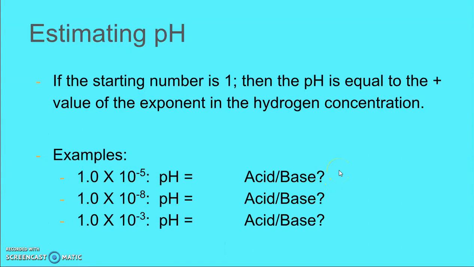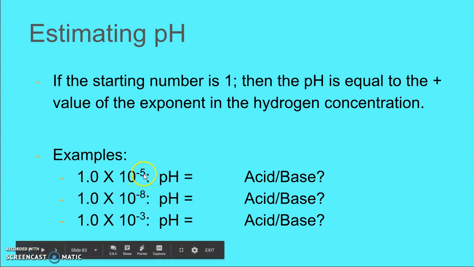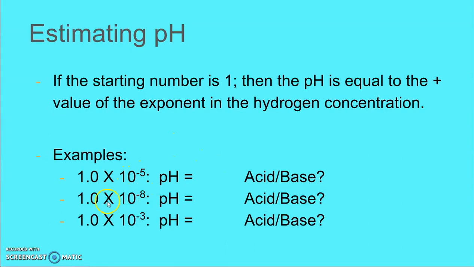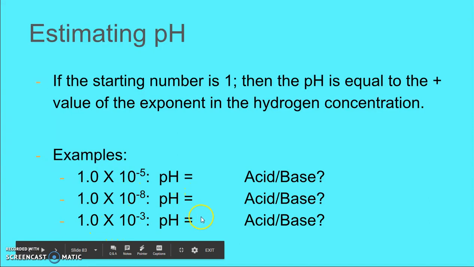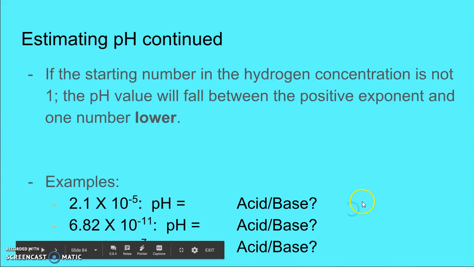Instead of just calculating pH, it's also good to know how to estimate it. If the starting number is 1, then the pH is equal to the positive value of the exponent. So if my starting number is 1, and you can see in all of these it is, then the positive value of that exponent is what my pH is. So here, 1.0 times 10 to the negative 5th, my pH is 5. 1.0 times 10 to the negative 8th, my pH would be 8. 1.0 times 10 to the negative 3rd, my pH would be 3. That only works if it's a 1 in the front. So this would be an acid, this would be a base, and this would be an acid.